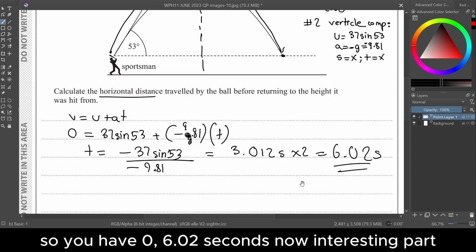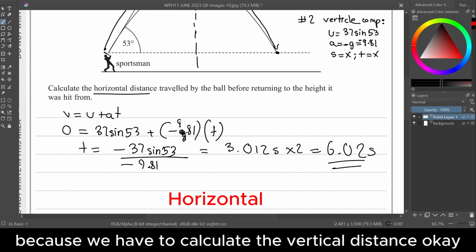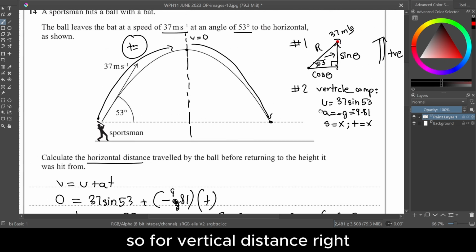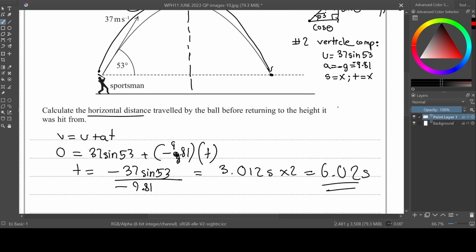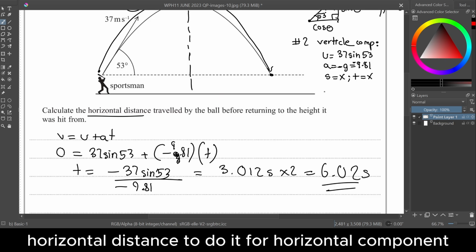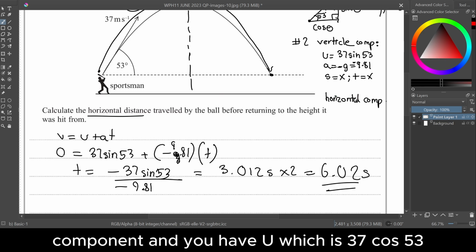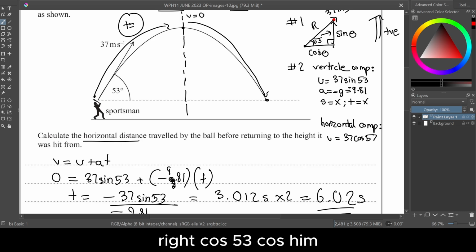So you have 6.02 seconds. Now, the interesting part. Now let's do the vertical side because we have to calculate the vertical distance. Sorry, not the vertical, horizontal distance. My bad. Horizontal distance, so let's do it for the horizontal component, and you have u, which is 37 cos 53.